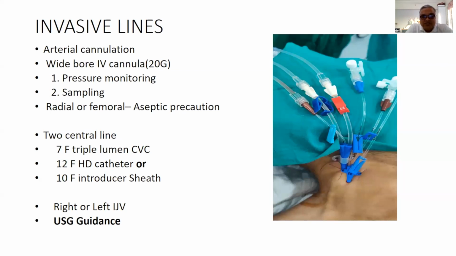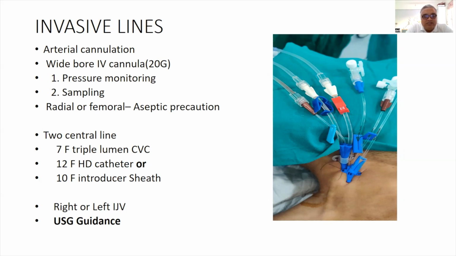So arterial catheterization will be a 20 gauge cannula, 4 centimeter or 6 centimeter, in the radial artery preferably. Avoid femoral because of hygiene over a period of time. Post-operative, because of coagulopathy, many times we are not able to remove the femoral line very soon. So use radial as far as possible.